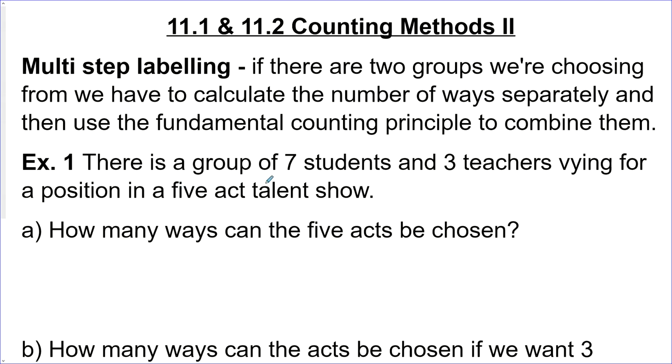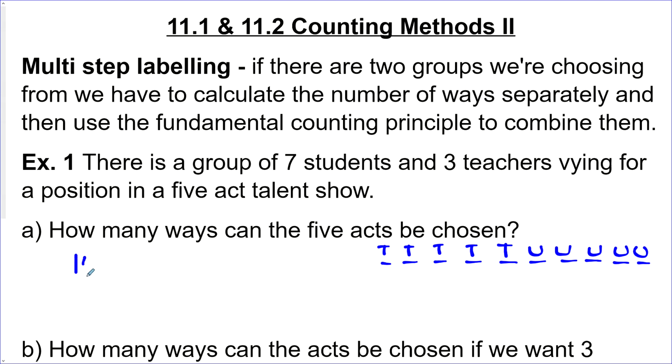There is a group of 7 students and 3 teachers vying for a position in a 5-act talent show. How many ways can the 5 acts be chosen? So we have a total of 10 people, so 1, 2, 3, 4, 5, 6, 7, 8, 9, 10. We're going to choose 5 of them to be in the talent show, so we'll call them T for talented, and the other 5 we'll call them U for untalented. And now the question is, how many ways can we rearrange these letters?